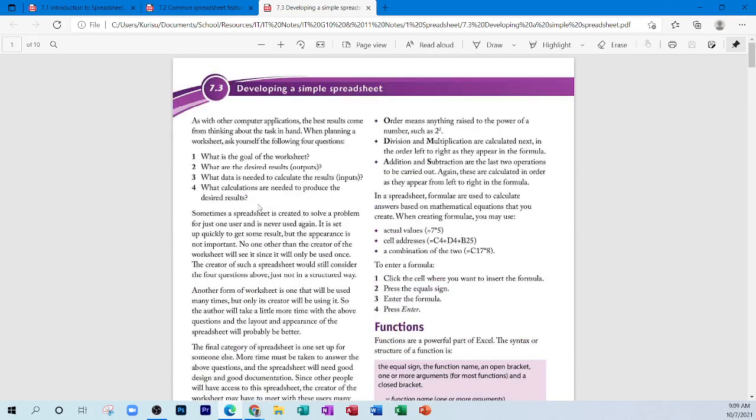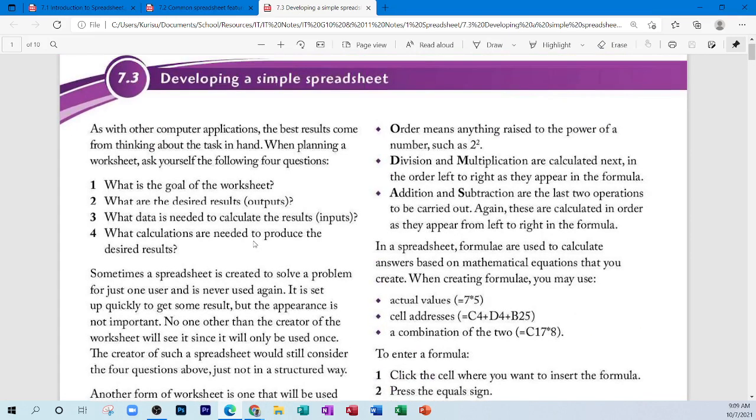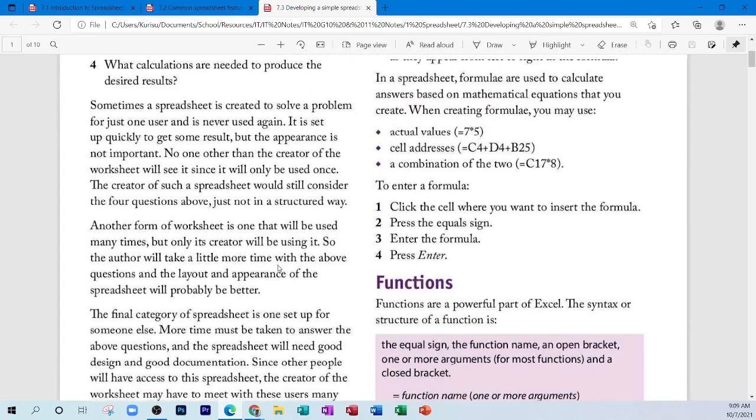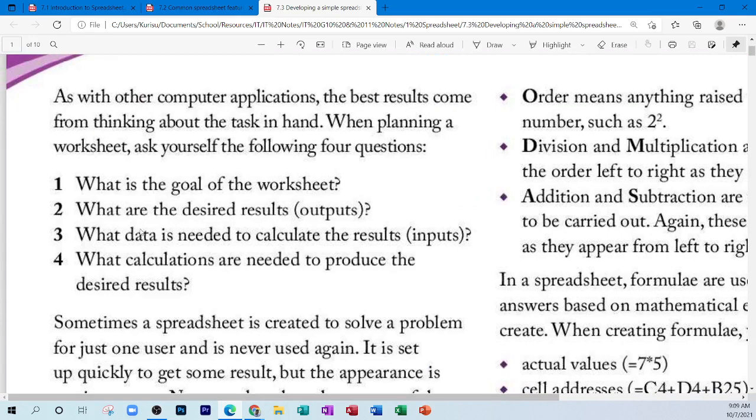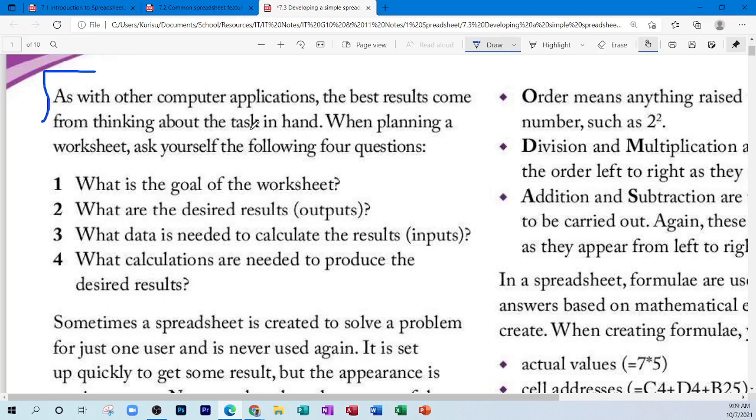So to get us started with our planning of our spreadsheet, what goes into developing our spreadsheet, the first two paragraphs we'd like to have, let's see, Kezia, can you start the reading for us?